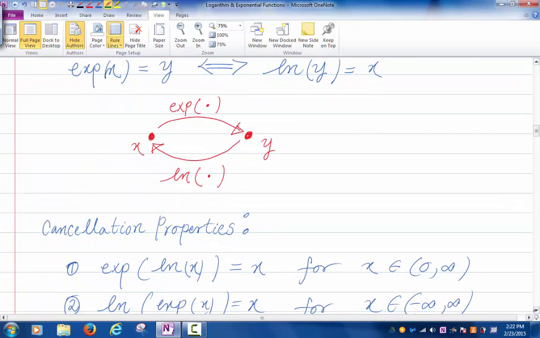In terms of arrows, exp takes x to y, ln takes y back to x. Okay? Because they are inverses. Now, anytime you have a pair of inverses, there are cancellation properties. What are the cancellation properties here?